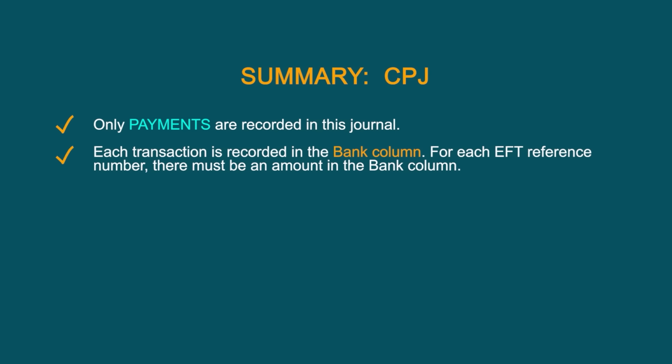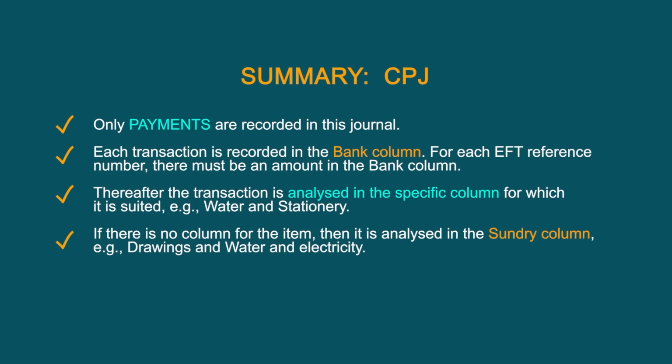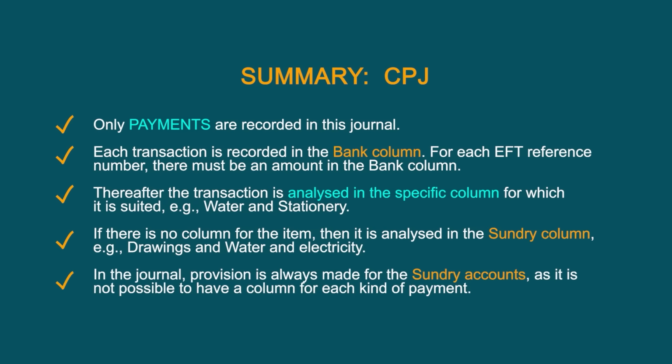Only payments are recorded in this journal. Each transaction is recorded in the bank column, i.e., for each EFT reference number, there must be an amount in the bank column. Thereafter, the transaction is analyzed in the specific column for which it is suited. Example, water and stationery. If there is no column for the item, then it is analyzed in the sundry column. Example, drawings and water and electricity. In the journal, provision is always made for the sundry accounts as it is not possible to have a column for each kind of payment.